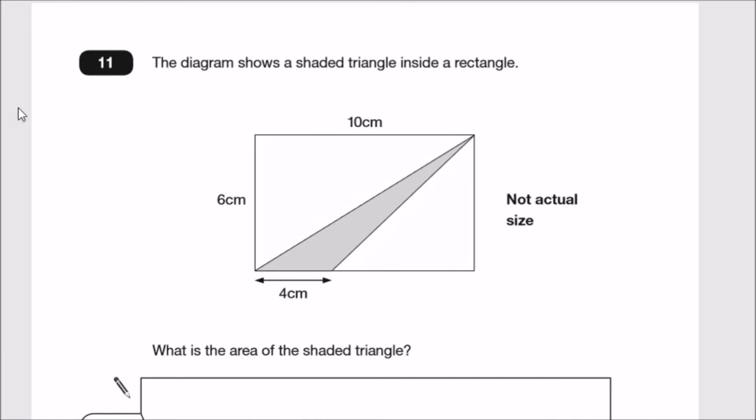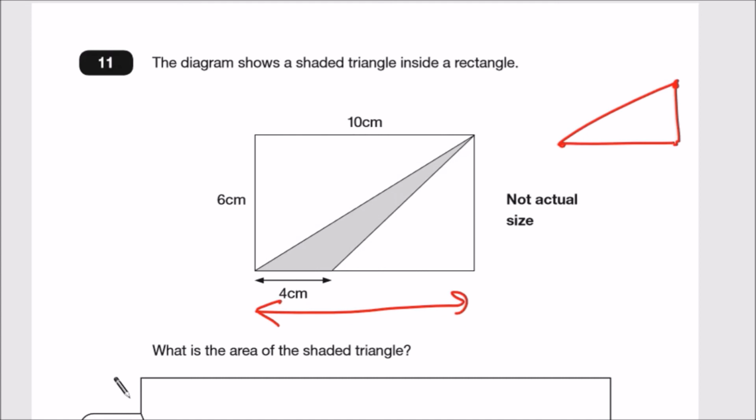Alright, number 11. The diagram shows a shaded triangle inside a rectangle. The rectangle here measures 6 by 10, and one of the lengths of this triangle is 5. What is the area of the shaded region? Okay, this is quite hard to work out by itself, but the way to do this, we need to think of this as one whole triangle that includes both. So let's find the area of the whole shape, from the one corner to the end. If we did that, we can then find the area of this white triangle here, and then subtract it from the whole shape, and we should be left with the blue triangle.